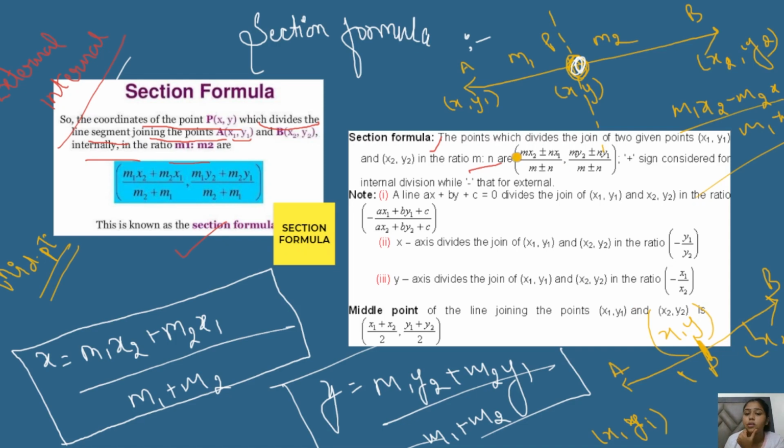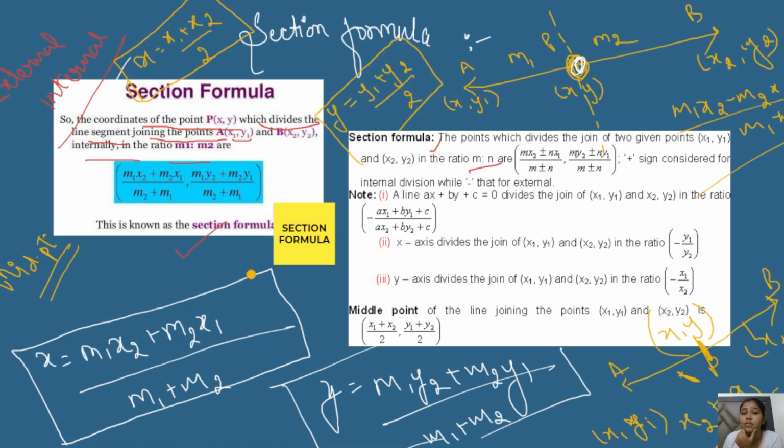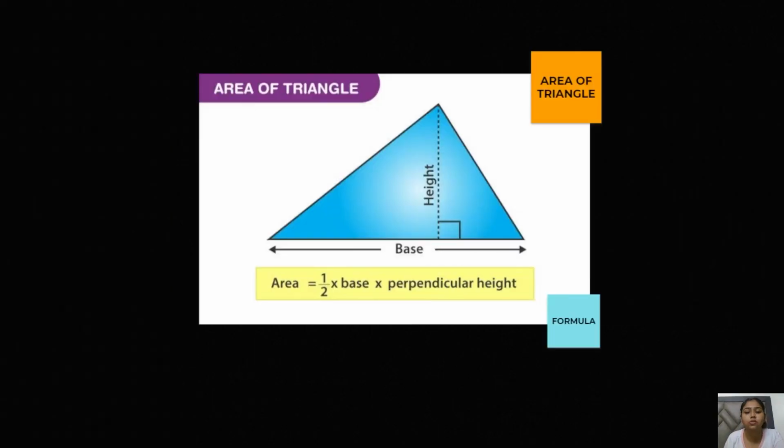So how will you make the formula? m1 is 1, m1 x2 means x2 plus m2 x1 means x1 divided by m1 plus m2. So the coordinate for x will be x1 plus x2 divided by 2 for the midpoint, and in case of y it will be y1 plus y2 divided by 2. It is applicable when the ratio is 1 ratio 1 only. When a midpoint is given, then only it is applied, right? So this is what we call the section formula. I hope you people understood this term.